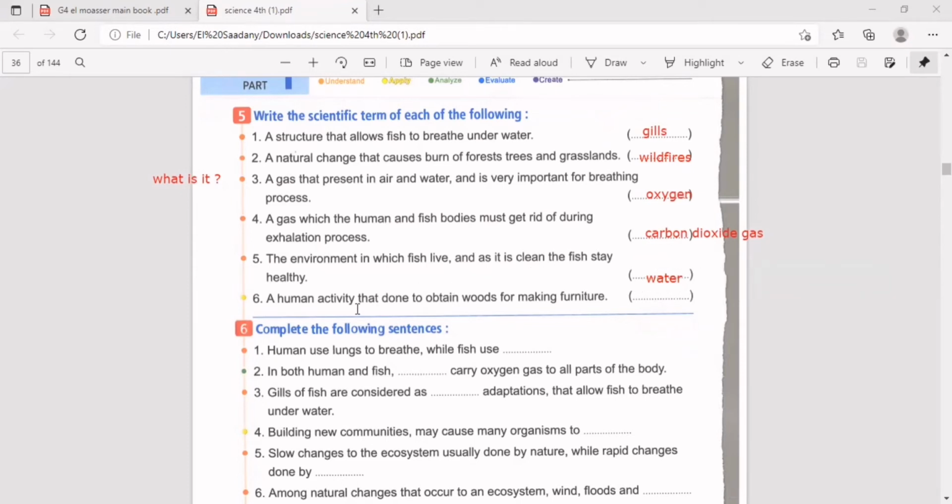A human activity that's done to obtain woods for making furniture. This activity is done to obtain woods for making furniture. So we get the wood from this activity. How can we get the wood? We get the wood by cutting down the trees. So what is it called? It's deforestation, or cutting down the forests.